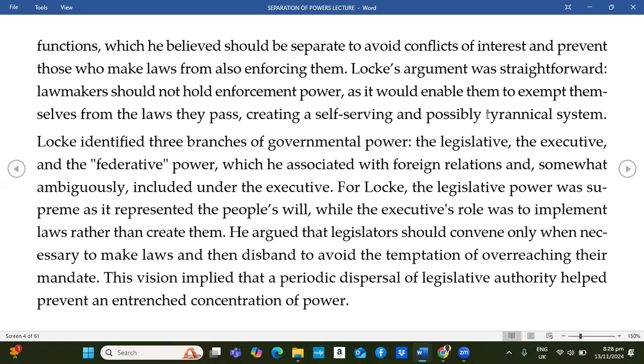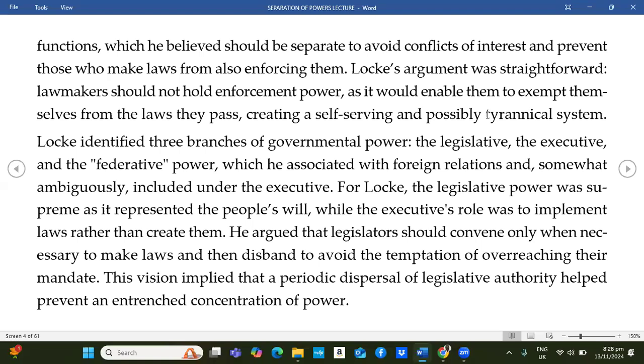Now, for John Locke, the legislative power was supreme because in his thinking, it represented the will of the people. Because we have representatives of the people constituting the Legislative Assembly of Parliament, and that is why he considered the legislative power to be supreme.